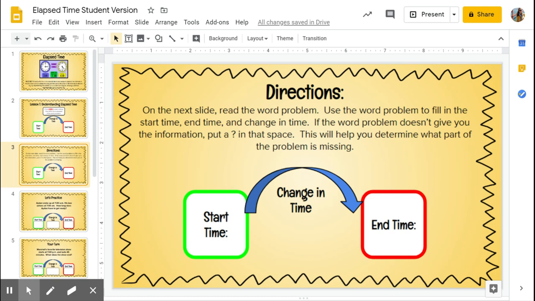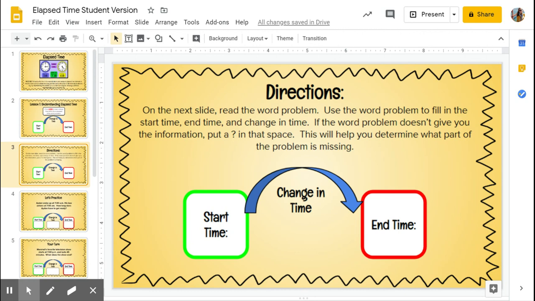Good morning, guys. Today we're going to be learning about how to determine elapsed time. So you should have already seen on the video kind of what elapsed time is and the different parts of elapsed time, but I'm going to help you with a little bit of practice.